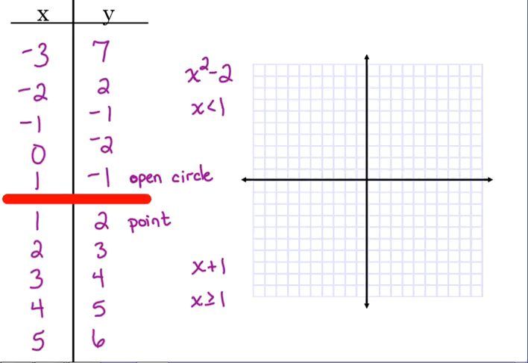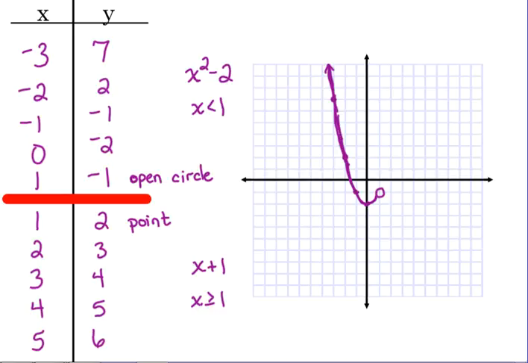So now we can plot our points. -3, 7; -2, 2; -1, -1; 0, -2; 1, -1 is an open circle. And I'm going to go ahead and connect those. This is a parabola, so I need to make it look like a parabola. I don't just connect the dots. They need to have some curve to them, because a parabola has curve. So that's what the left side of my function looks like.